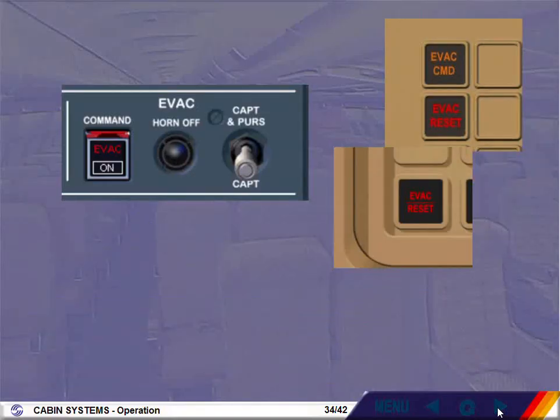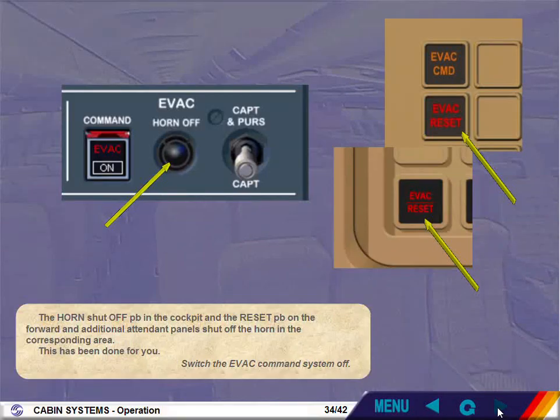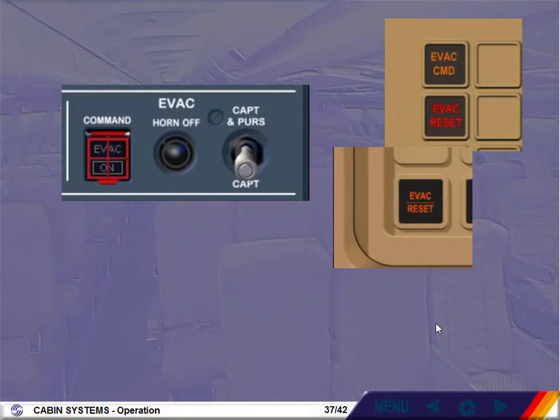The horn shutoff push button in the cockpit and the reset push buttons on the forward and additional attendant panels shut off the horn in the corresponding area. This has been done for you. Switch the evacuation command system off. The evacuation command system is now switched off.